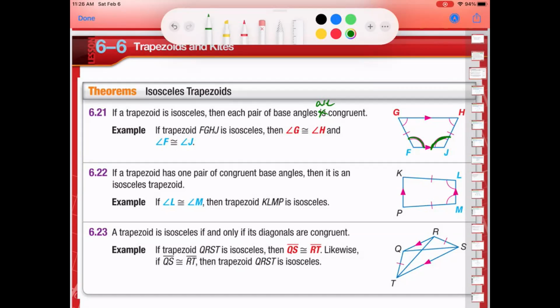So if one pair of base angles are congruent, then that means the other pair is congruent as well. And that kind of falls along the same justification as when we were talking about our perpendicular bisectors, that the distance between those points has to be the same. It kind of follows those same rules in a way.